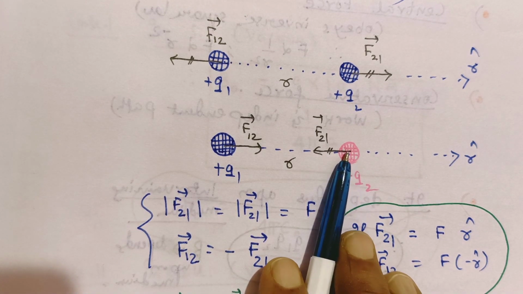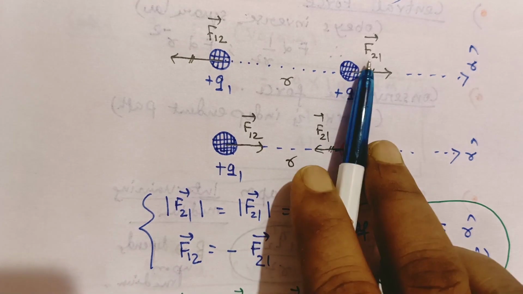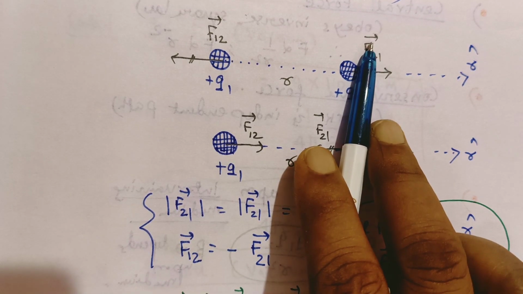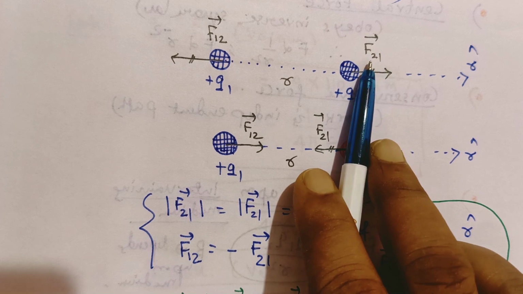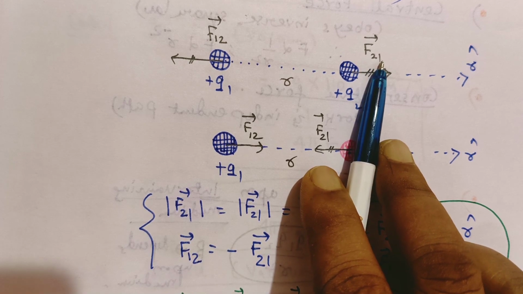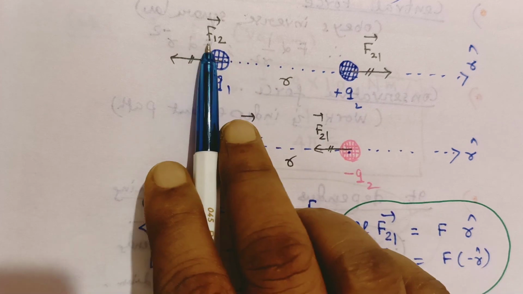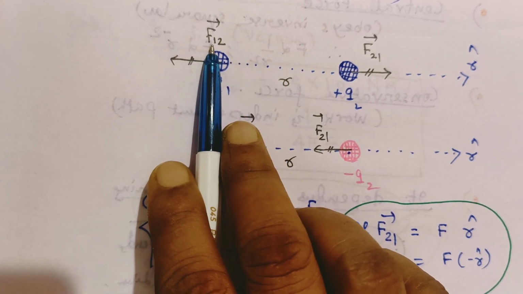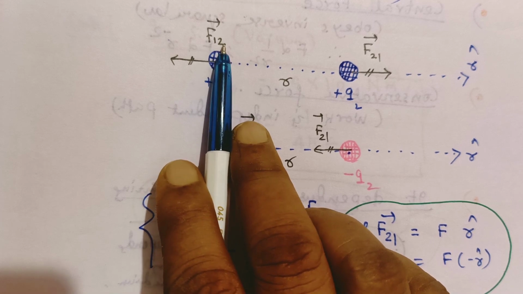First you have to mark the notation of force. Here you see F21 vector. That means force is acting on Q2 charge due to Q1. Similarly, F12 vector, force is acting on Q1 due to Q2.